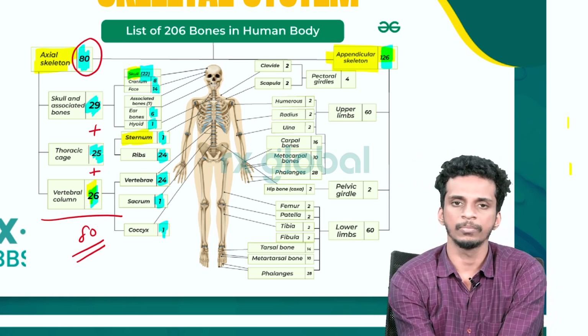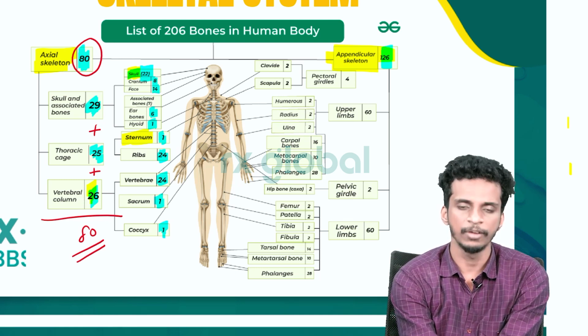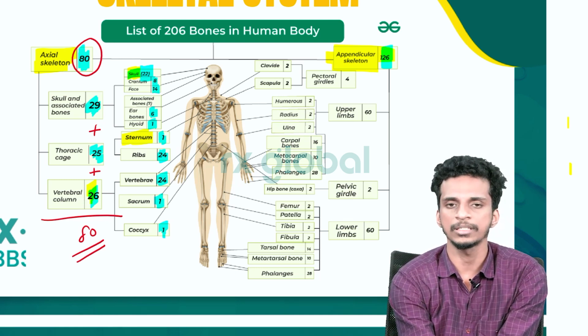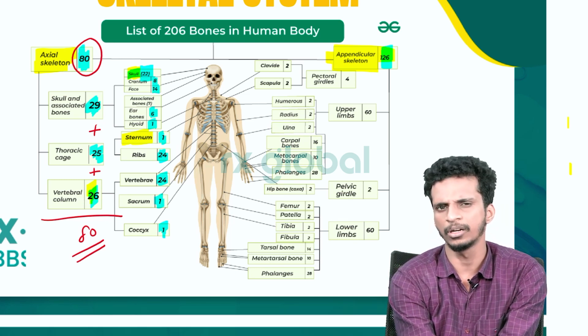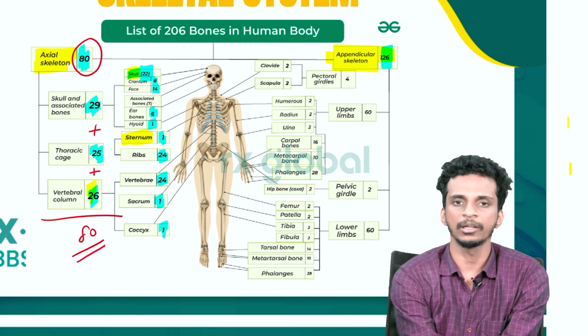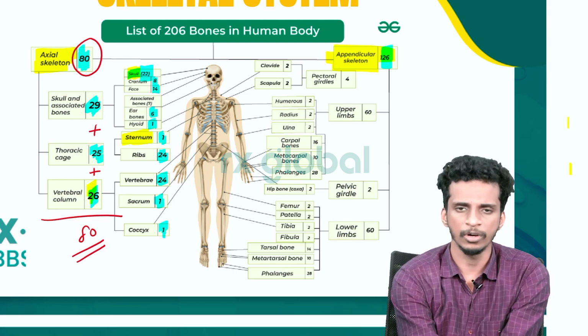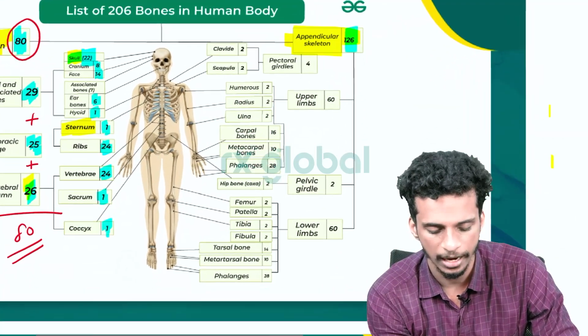The skull contains the skull and associated bones, totally 29 bones. Then we have 25 bones in the thoracic cage, one sternum plus 12 pairs of ribs. Then we have 26 bones in the vertebrae, of which the cervical, thoracic, and lumbar make 24 vertebrae, and then we have one sacrum and one coccyx, which altogether makes 80 bones in the axial skeleton.